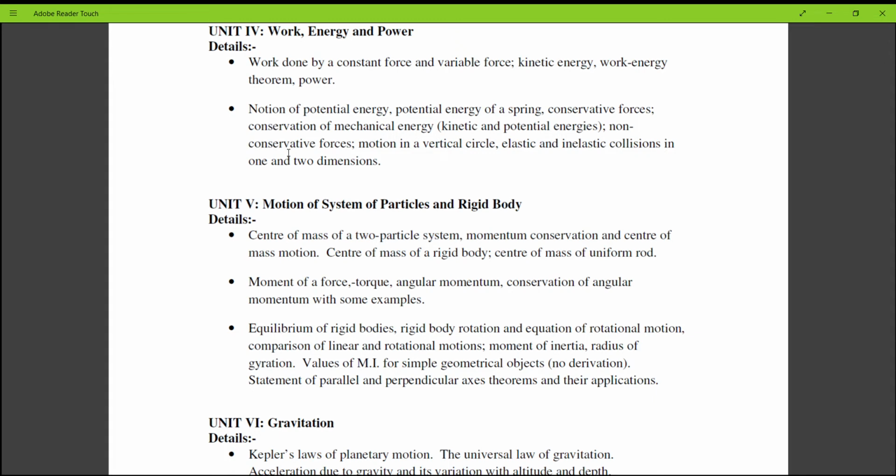Next topic, equilibrium of rigid bodies, rigid body rotation and equation of rotational motion, comparison of linear and rotational motions, moment of inertia, radius of gyration, value of MI for simple geometrical objects. No derivation required. Then statement of parallel and perpendicular axis theorem and their applications. This was the unit 5, motion of system of particle and rigid body.